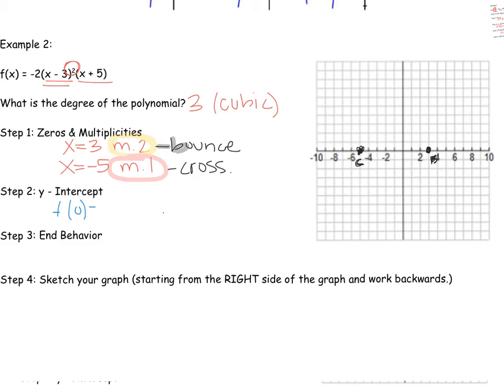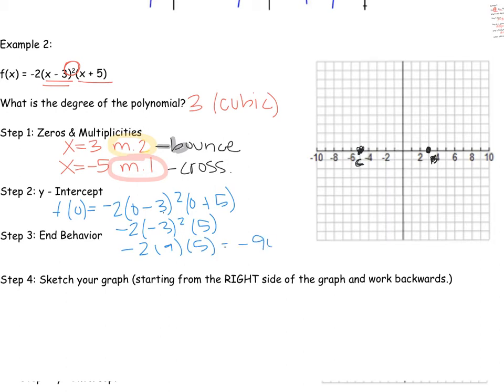So I plug in -2 times 0 minus 3 squared times 0 plus 5. And I get negative 2 times negative 3 squared times 5, which gives me negative 2 times 9 times 5, which is negative 90. So my y-intercept is negative 90, which I'm going to put down here and label (0, -90).